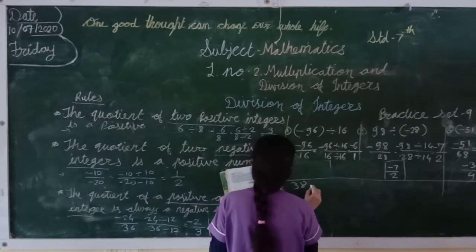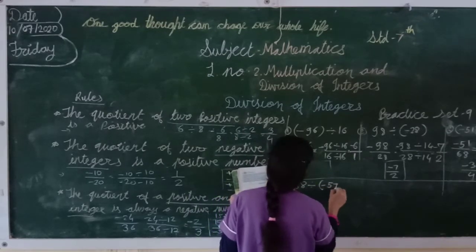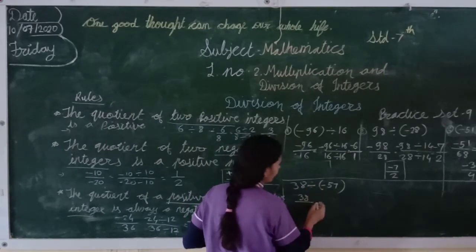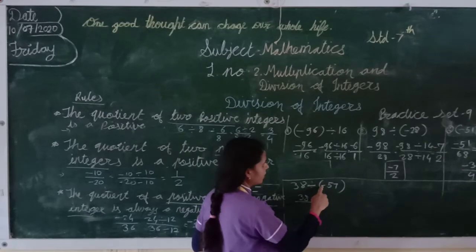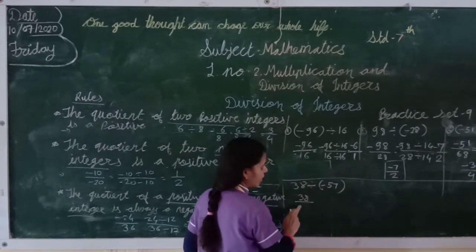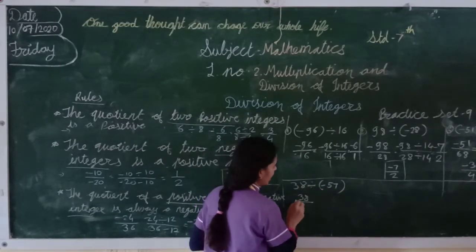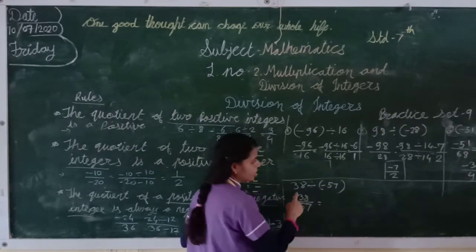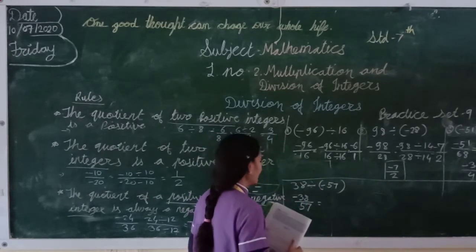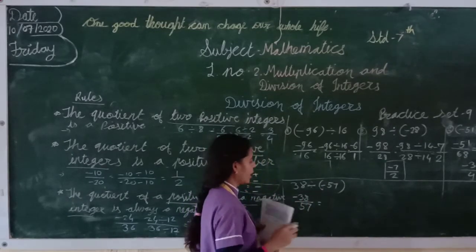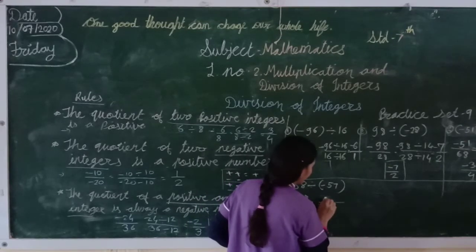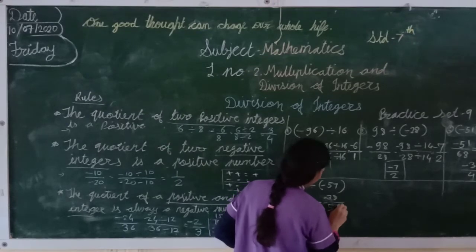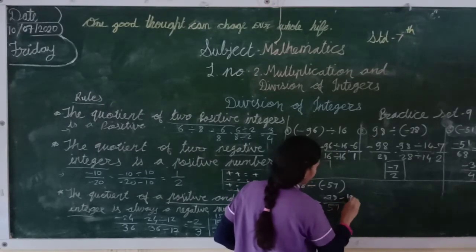Now we see the next one. 38 divided by minus 57. But students, the minus sign we will not write down below, it will come on the upper side. So 57. Now solve. In which table do both numbers come? Table 19. Minus 38 upon 57, both numbers come in table 19.